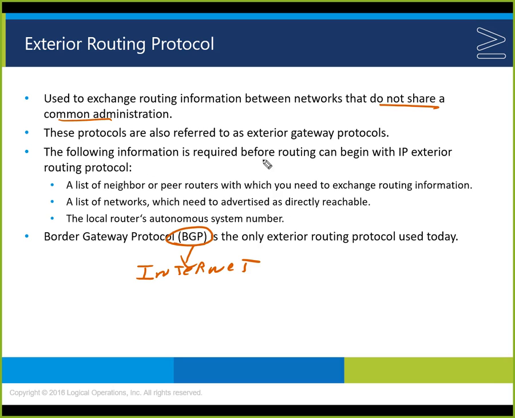The following information is required before the routing can begin: a list of neighbor or peer routers with which you need to exchange the routing information, a list of networks that need to be advertised as directly reachable. I know how to get to these networks. And then the local router's autonomous system number. We're going to have a couple of autonomous system numbers. EIGRP is going to have those. BGP has autonomous system numbers.